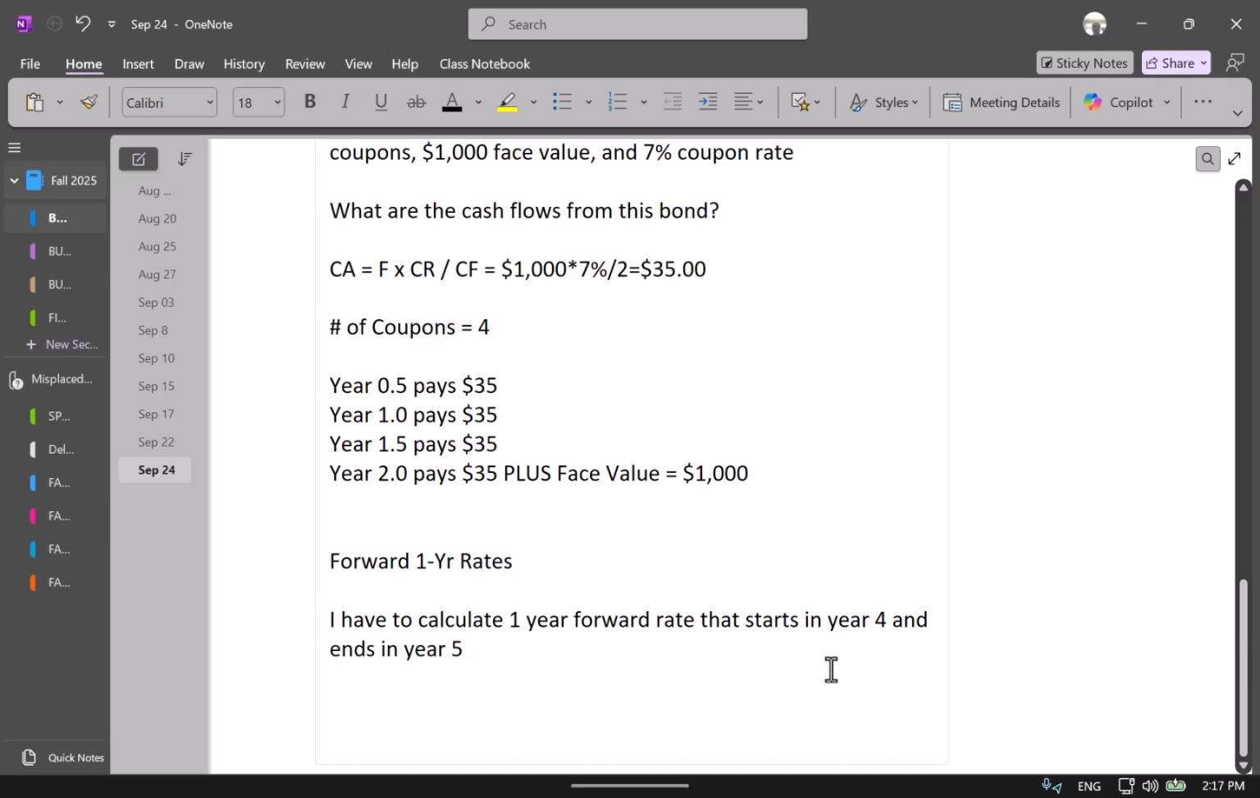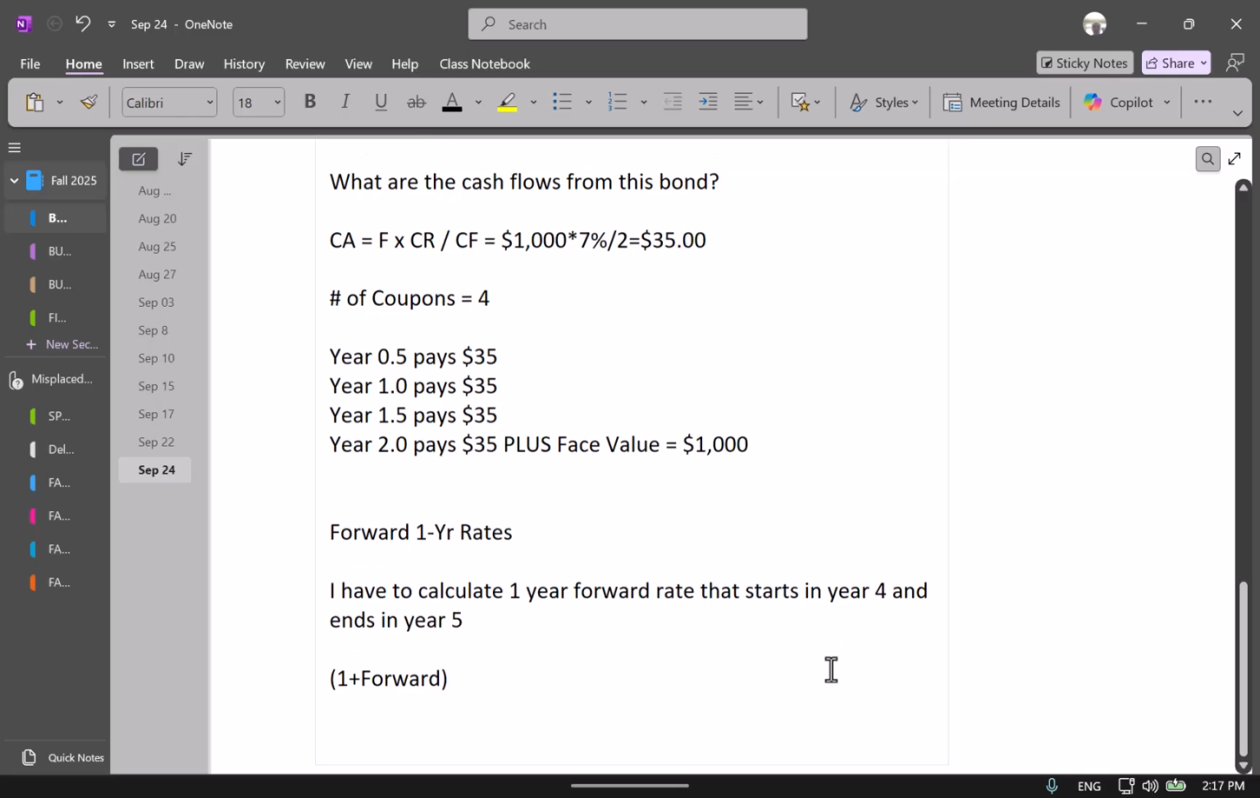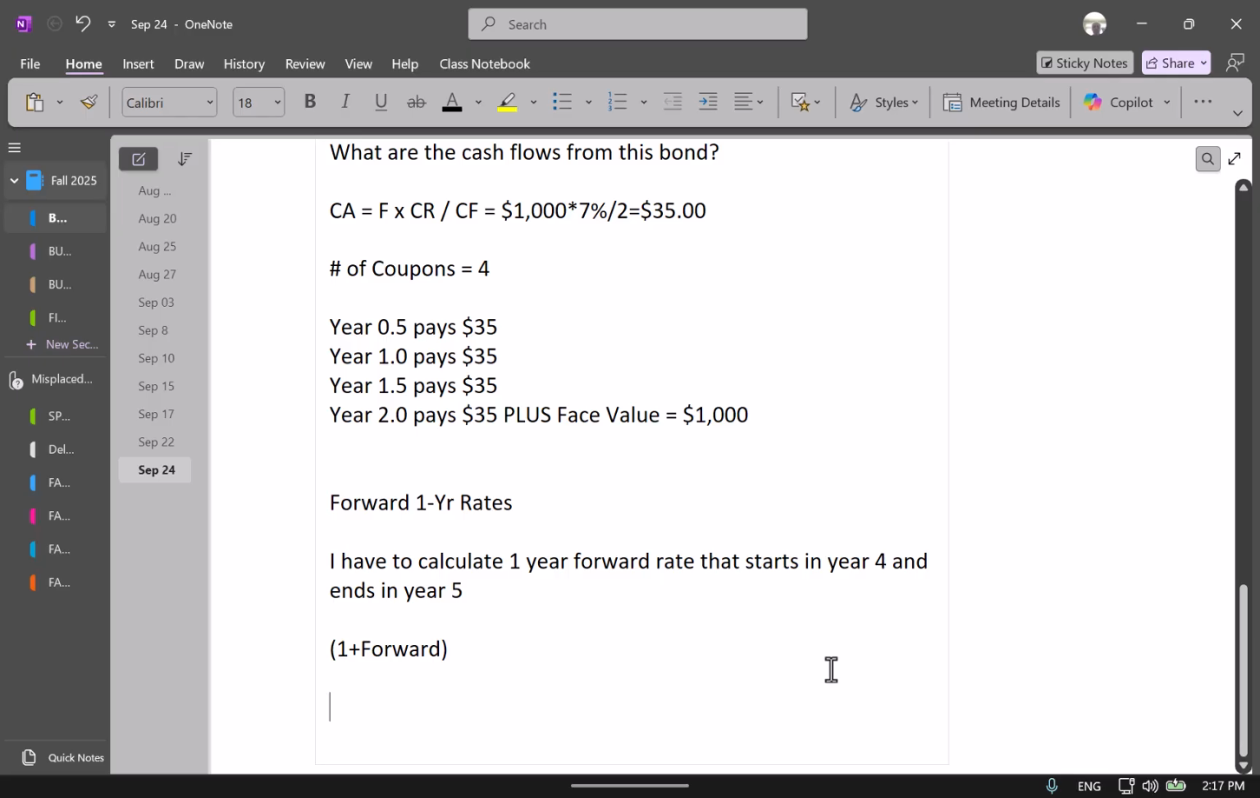I need to have 1 plus forward. That's how much I'm going to pay, principal plus the interest. The alternative is doing this, the poor man's forward.